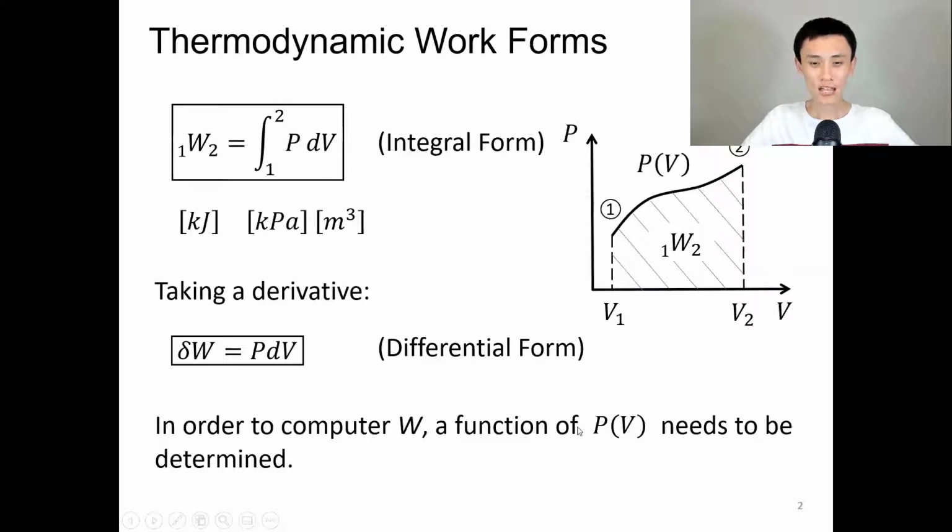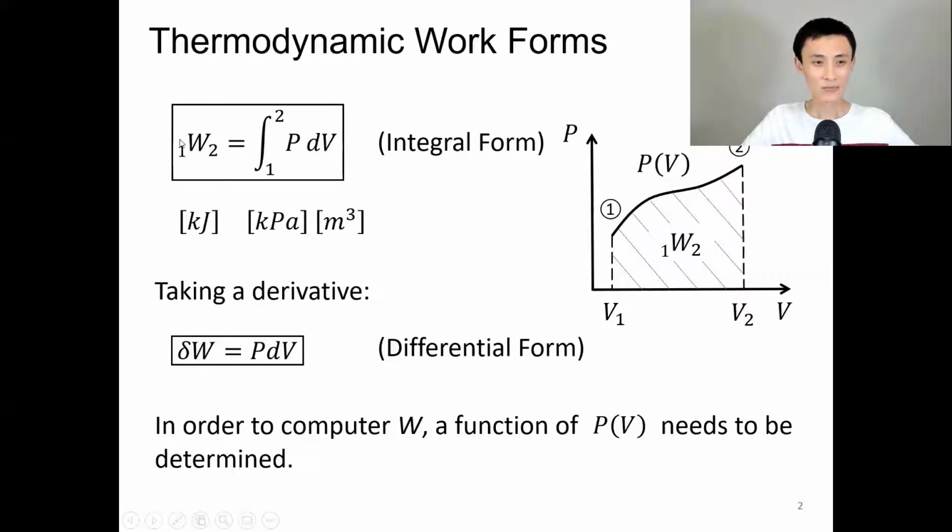Then we are looking for a function P with respect to V. P is pressure, V is volume. If we draw a picture, the x-axis is volume and the y-axis is pressure. If we know the function P with respect to V, we can plug the function in here, then calculate the work. From the picture, and also from calculus 1, the integral of the function is also the area under the curve. So the area under the curve is also thermodynamic work. So it's the integral of PdV. The unit for work is kilojoule, pressure is kilopascal, and volume is meter cubed. This is the integral form for thermodynamic work.